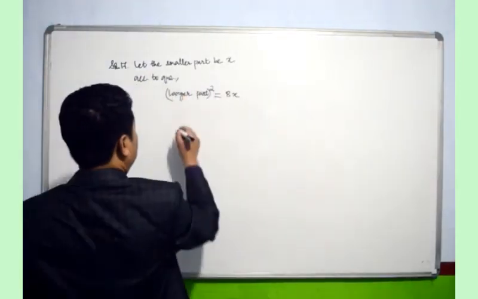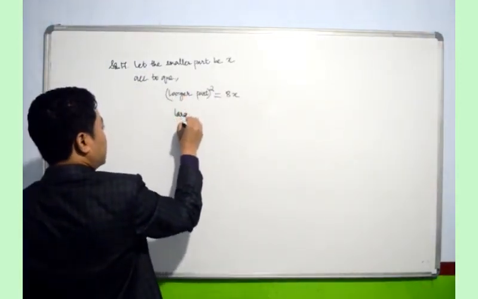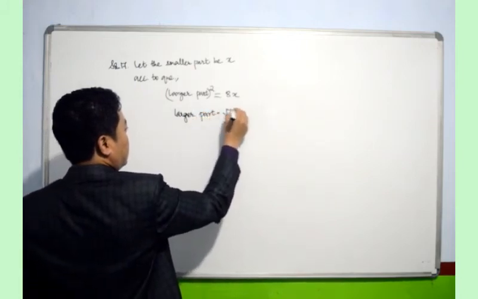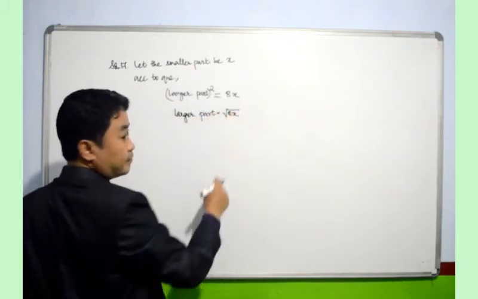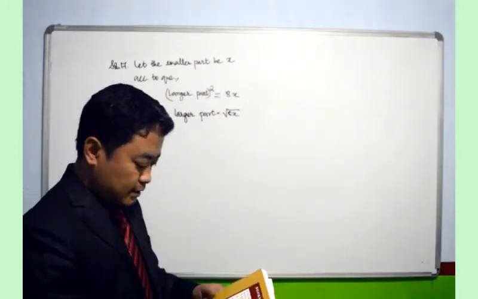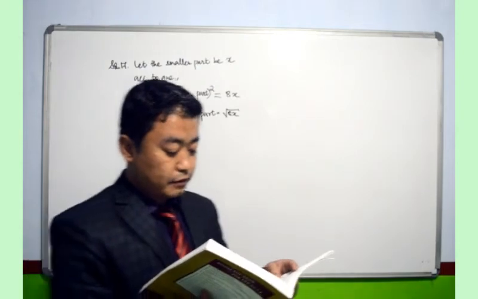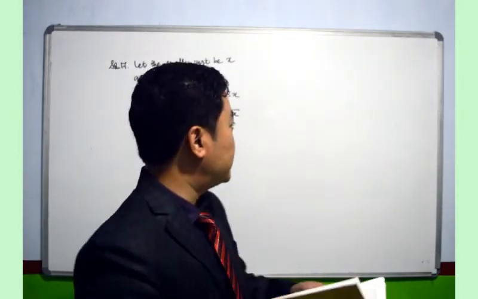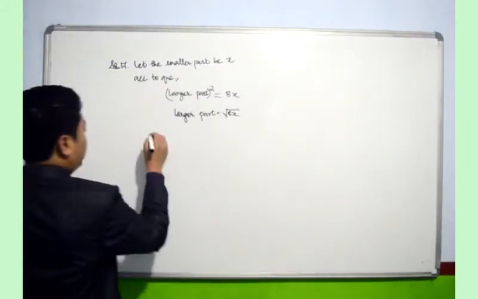So from here you can figure out your larger part as well, isn't it? The larger part will be simple. What will it be? Square root of 8x. This is what happens when you take the square root on the other side. Now, according to the question, a portion is divided into two parts such that the sum of the squares of two parts is 20.